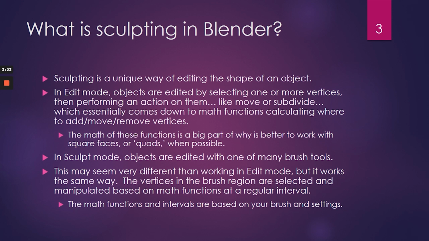So in sculpt mode, objects are edited with the brush instead of the selection tool. And even though it seems different, it's actually very similar. So basically the vertices underneath the brush region will be selected, and depending on your brush and the options, the math will happen either as you move the mouse or after a certain time interval, which you can set.